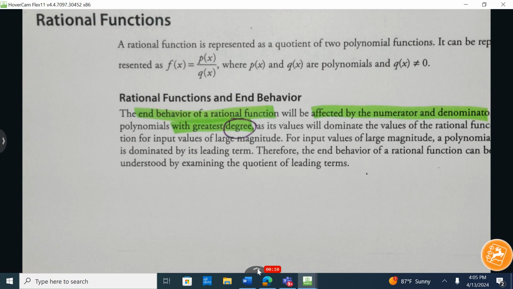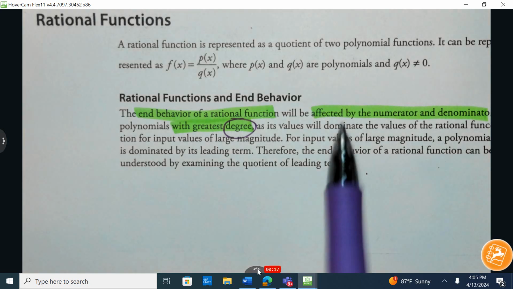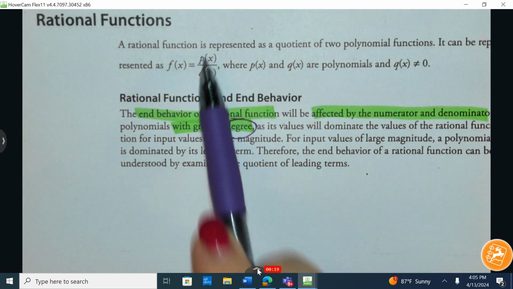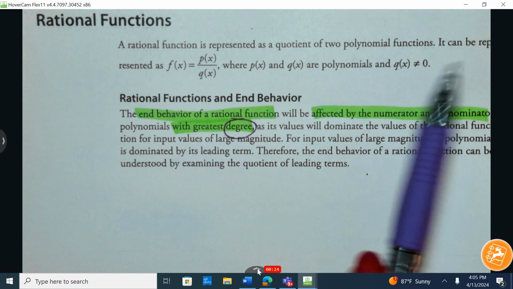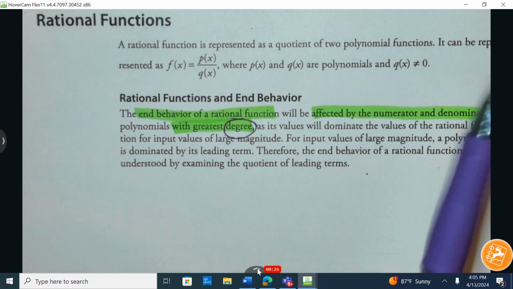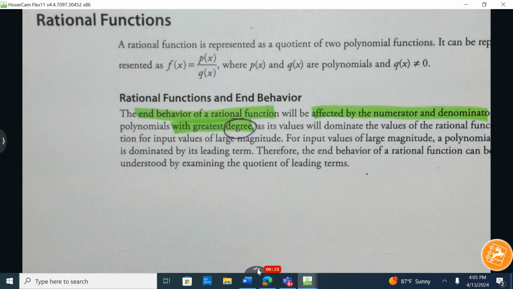This is important. The end behavior of a rational function is affected by the numerator and the denominator with the greatest degree. It's a lot of terminology there. So numerator and denominator, we know what that means. Degree means the highest value of the exponent, in this case in the numerator and the denominator. And they're saying the end behavior of a function is going to be determined by that.